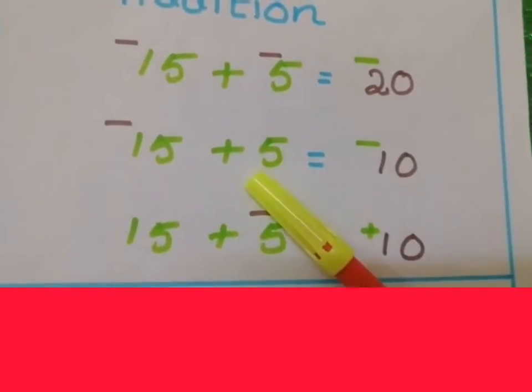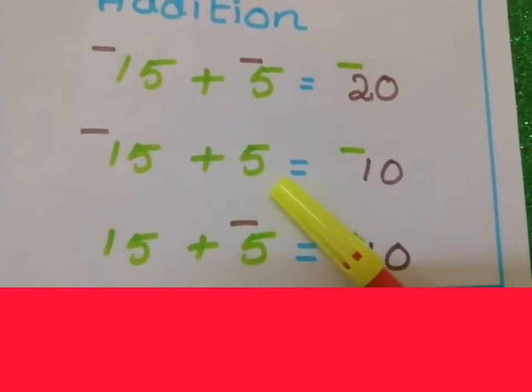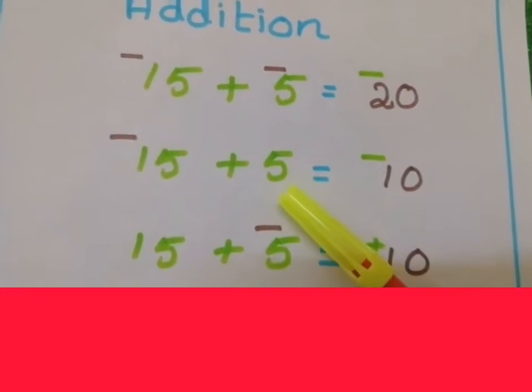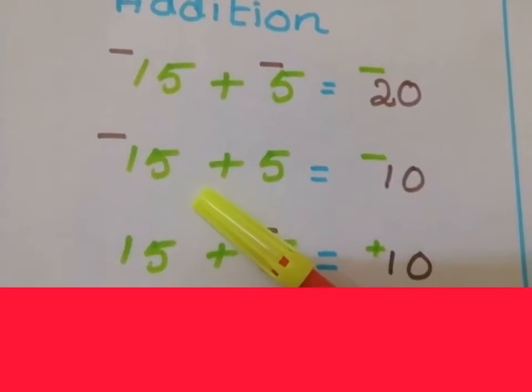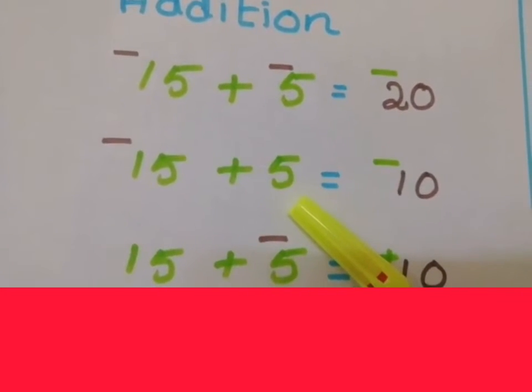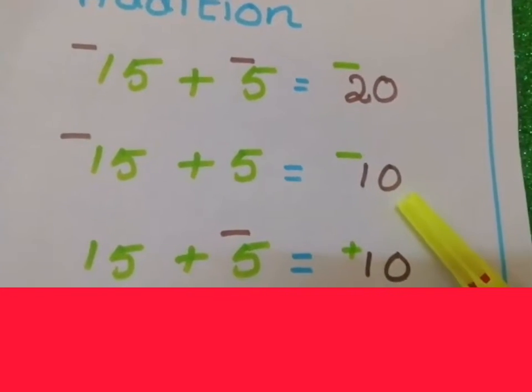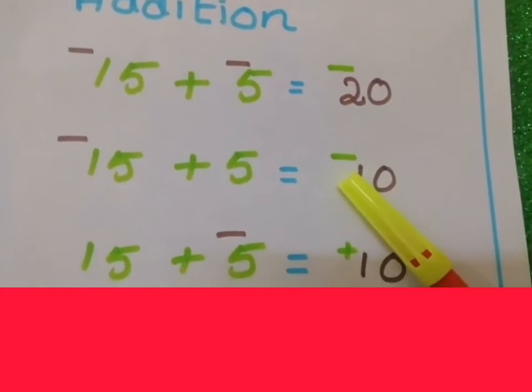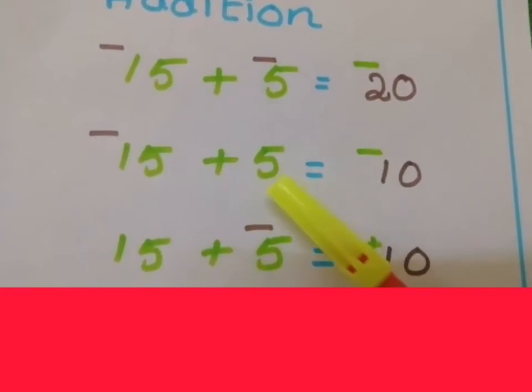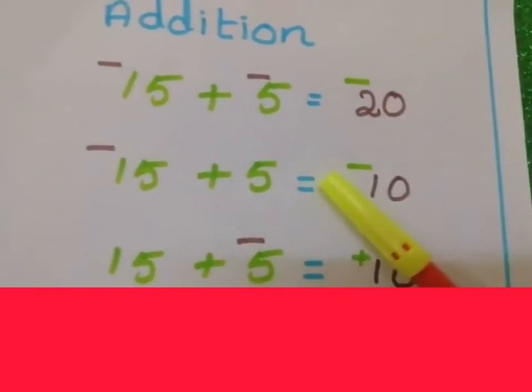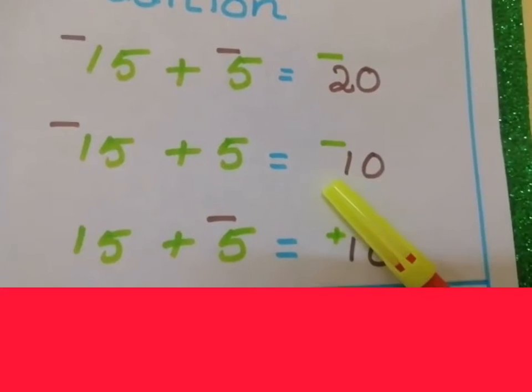In the second example, negative 15 plus 5. Here one number is positive and the other number is negative. So take the difference and put the sign of the bigger digit. Bigger digit, here it is 15. So it is negative 10.